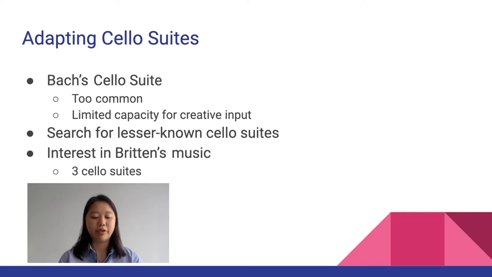When I work on an adaptation, I'd want it to sound like it's written for percussion and not trying to sound like the original instrument. Nancy encourages her students to play adaptations of lesser-known pieces. My initial search for a cello suite was a failure. However, I became interested in Britten's music in early 2020 and found that he has three cello suites. I leaned towards the first suite because I thought it would translate well onto percussive keyboard instruments.